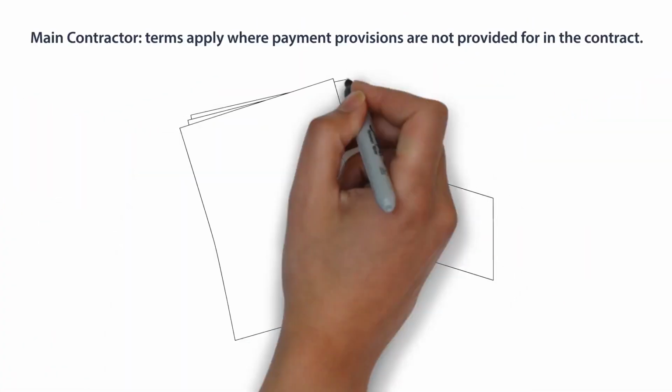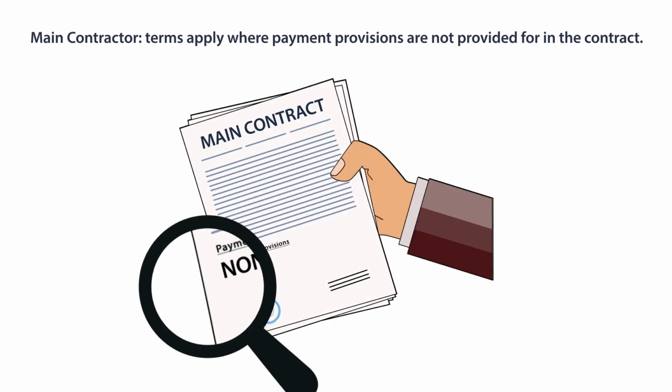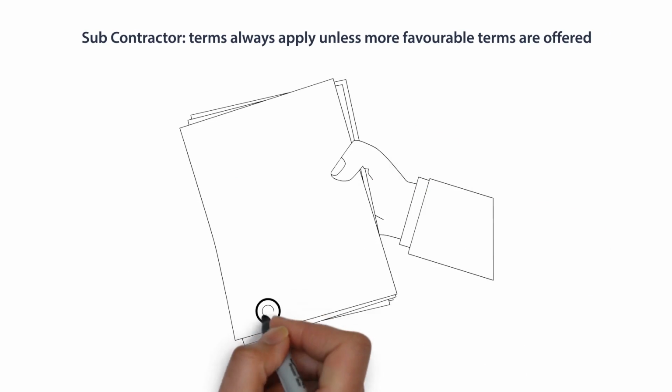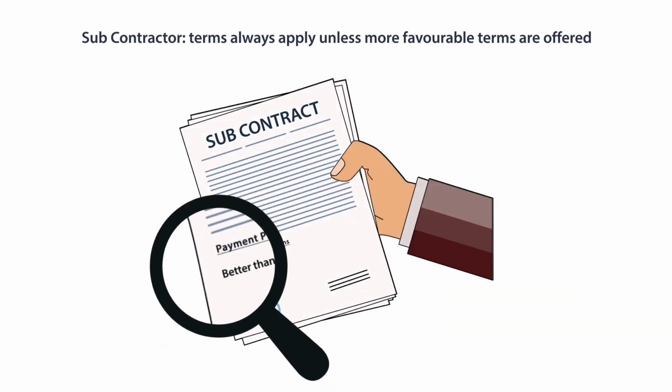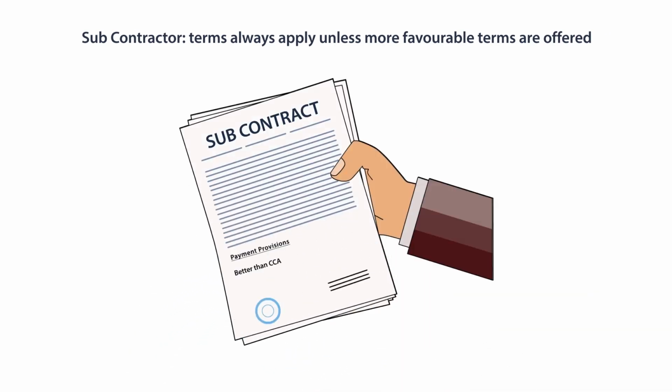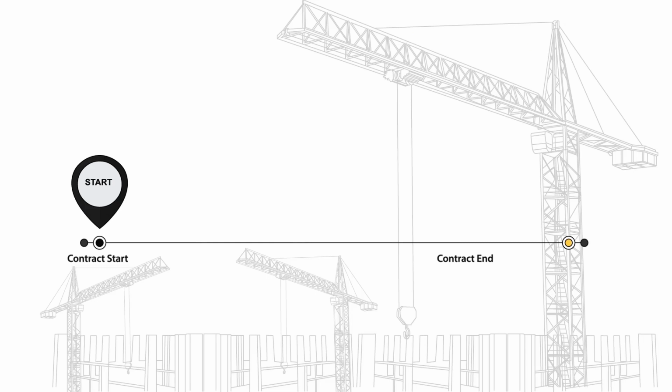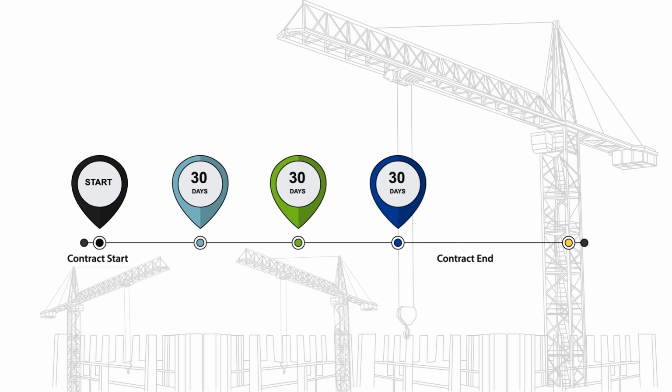So, for example, if you are a main contractor, the Act's payment terms apply where payment provisions are not provided for in the contract. If you are a subcontractor, the CCA's payment terms always apply unless more favourable terms are offered to the subcontractor. Under the CCA, payments must be made 30 days after the start of the contract, every 30 days following this, and 30 days after the date of final completion.